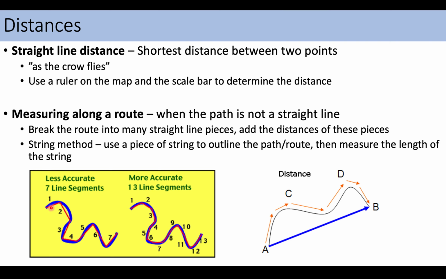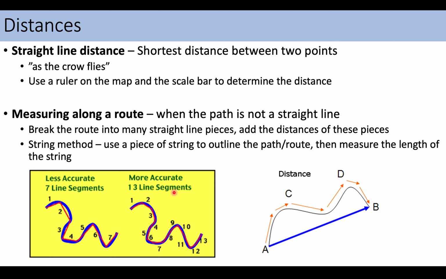If all you have is a ruler, for example, here you see if we break this wiggle into 7 pieces, it's not perfectly exact. If we break it into even more pieces, so here we have 13, you can see you capture the shape much better. So the more segments you break it into, the more accurate your measurement is going to be.